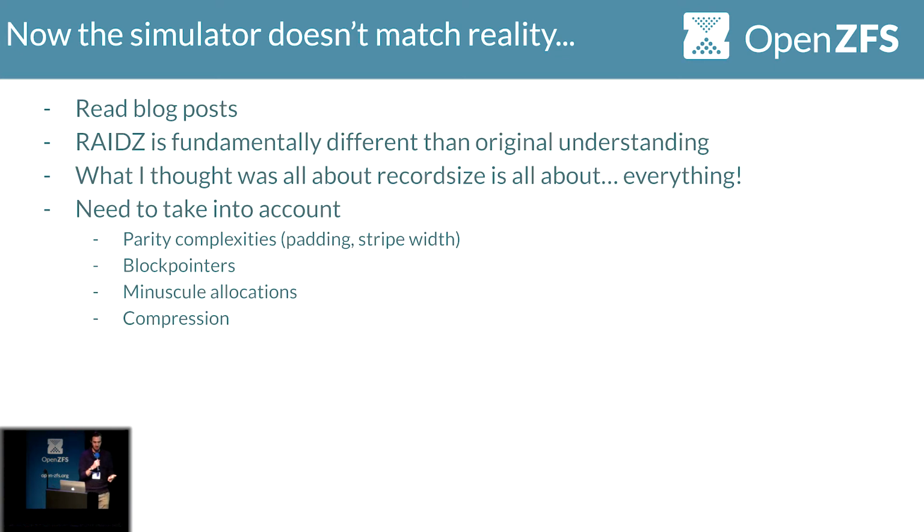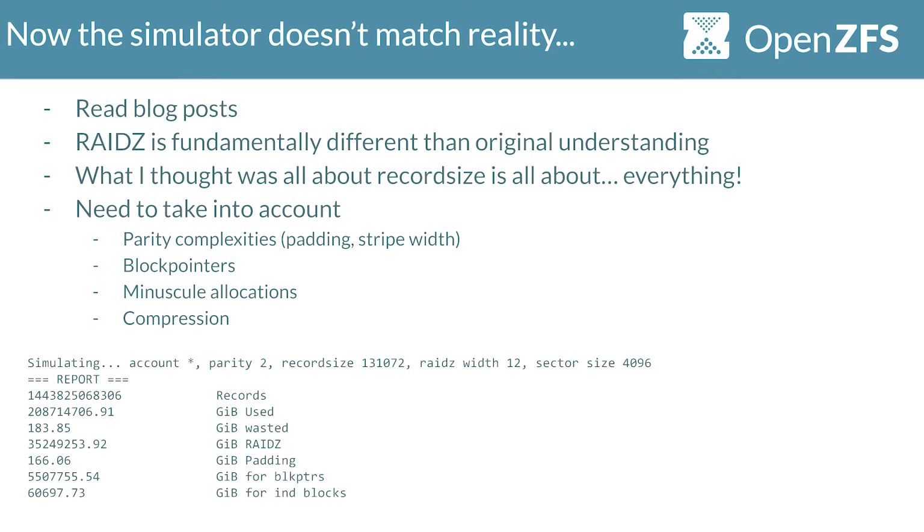How wide is your stripe? We weren't even taking into account stripe width in our capacity calculation in the first version of the simulator. Block pointers sometimes take up a non-trivial amount of space. Minuscule allocations behave differently than really big allocations. And then, of course, compression, which can be really important as well.